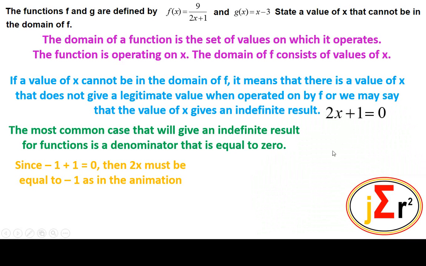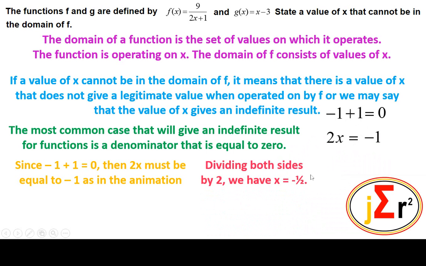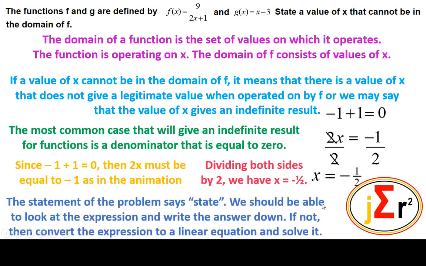So then, 2x must be equal to negative 1. Let us demonstrate that. Negative 1 plus 1 is equal to 0. The 2x most definitely should be equal to -1, and if 2x is equal to -1, we may eliminate this 2 that is multiplying x by dividing by 2, and we'll do the same on the right hand side. 2 is eliminated from the left hand side, and on the right hand side we have -1/2. Therefore, x is equal to -1/2.